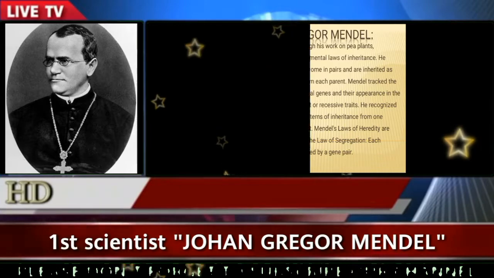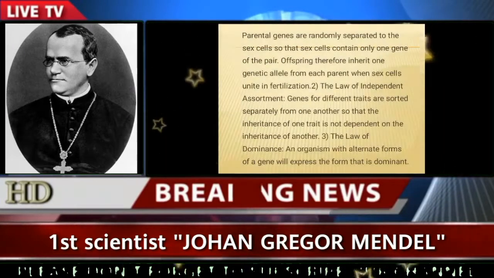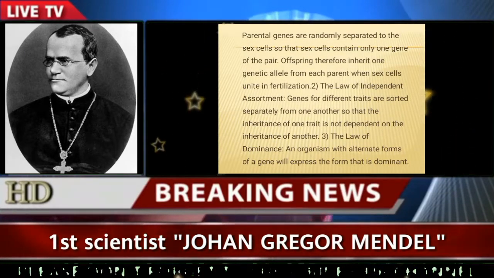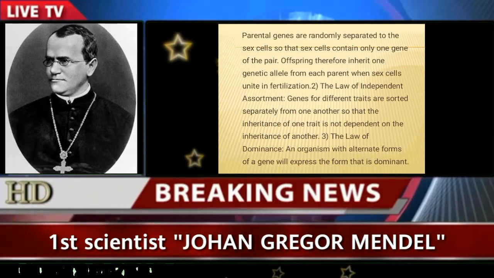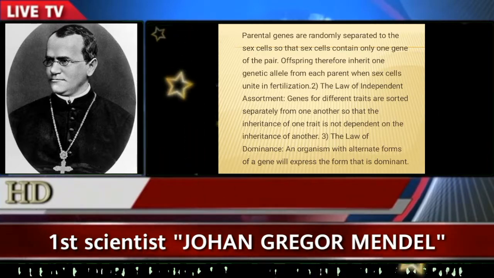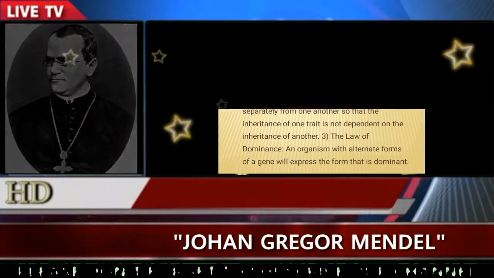Point 2. The law of independent assortment. Genes for different traits are sorted separately from one another so that the inheritance of one trait is not dependent on the inheritance of another. 3. The law of dominance. An organism with alternate forms of a gene will express the form that is dominant.